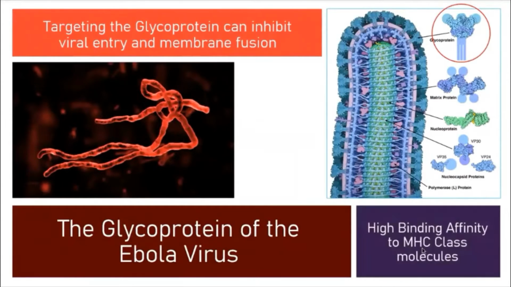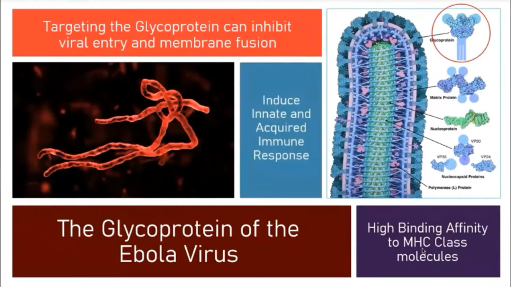Additionally, the Ebola virus has a strong binding affinity to antigen-presenting cells, which in turn leads to massive recruitment of other dendritic cells and macrophages. So targeting the glycoprotein can inhibit viral entry and membrane fusion, as well as induce the innate and acquired immune responses because of its high binding affinity to MHC class molecules.